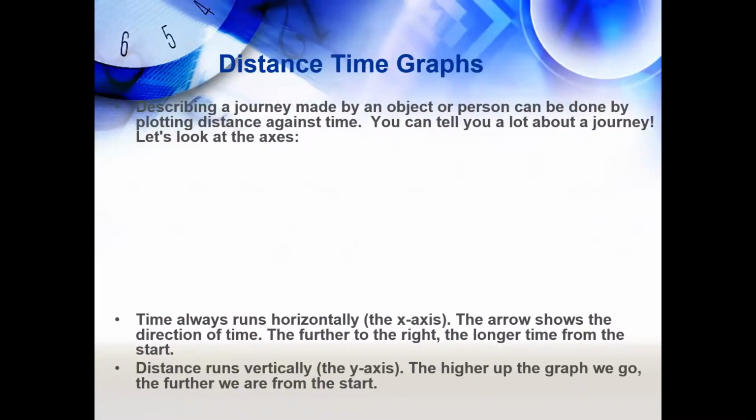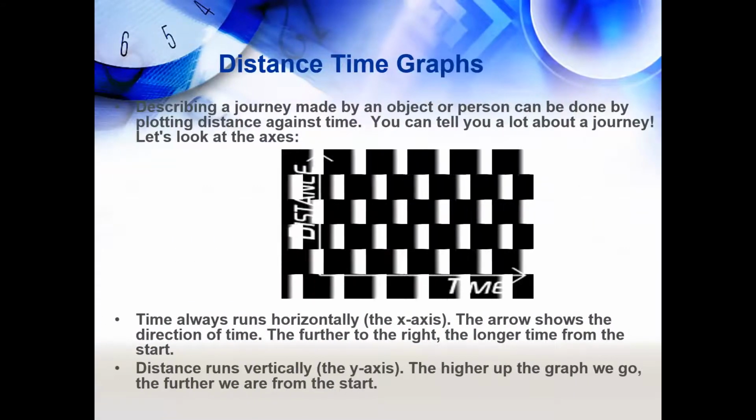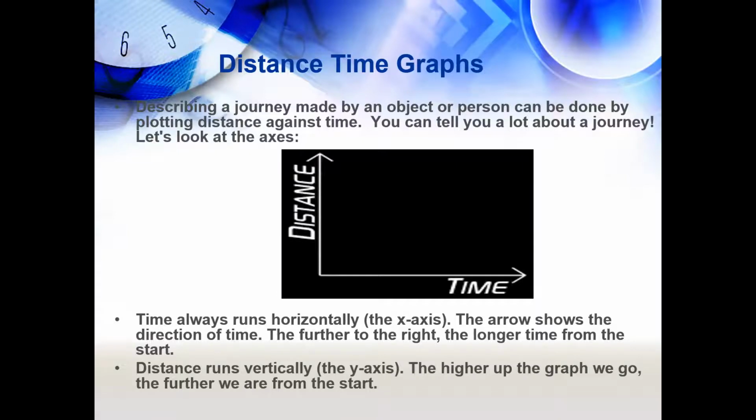Okay, so this distance time graph describes a journey made by an object or person. It can be done by plotting a distance time graph. So by using a distance time graph, you can tell about your journey.